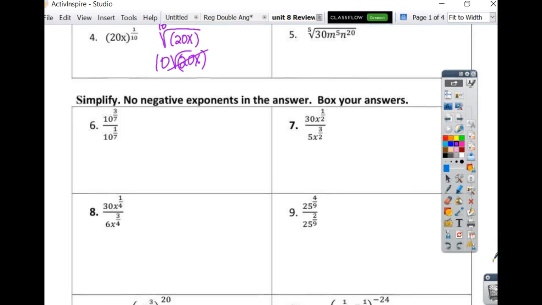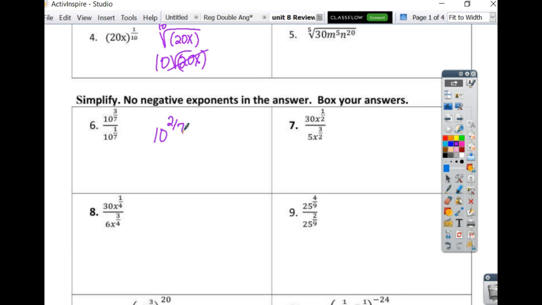So number 6 and number 7, they're both division. And what's the difference between the two of them? What's my base on number 6? 10. So I have to have a 10 in the answer, right? So that'll be 10, and I'm going to subtract 3 minus 1, and that gives me 2/7.